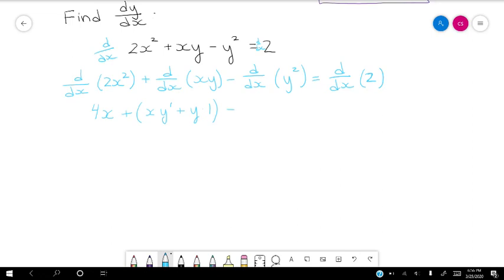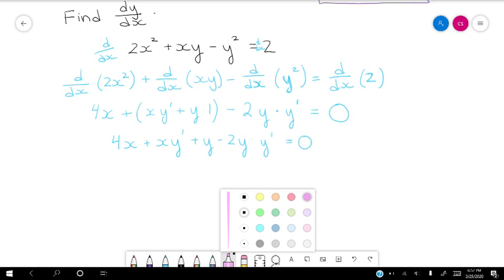All right, and then second, the derivative of y squared. y we have to assume is a function of x. So we have to take the derivative of our outside function first times the derivative of our inside function. And then what's the derivative of a constant? 0. All right, we can clean this up a little bit. It's not too crazy though.